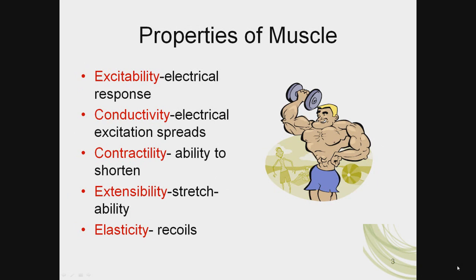Contractility, it has the ability to contract or shorten. Flex your biceps brachii muscle right now. Flex your lower forearm. In order to do that, you're contracting your biceps brachii, and it's shortening in its length. That's contractility.